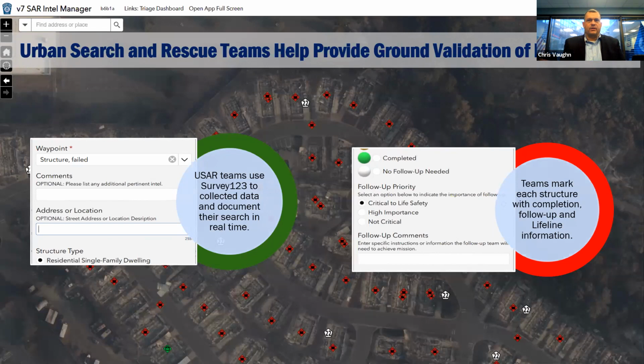They do hasty searches, primary searches, secondary searches, and they're tagging structures as they see them and quantifying that level of damage: major, minor, affected, destroyed. They're tagging it by lifeline. If it's a transportation issue, if it's a health and medical issue, they'll tag it. And so we're getting that near real-time information as the teams are sweeping through an area, and they're providing us even more additional context of what they're seeing on the ground. So it's a really great way to see all that.